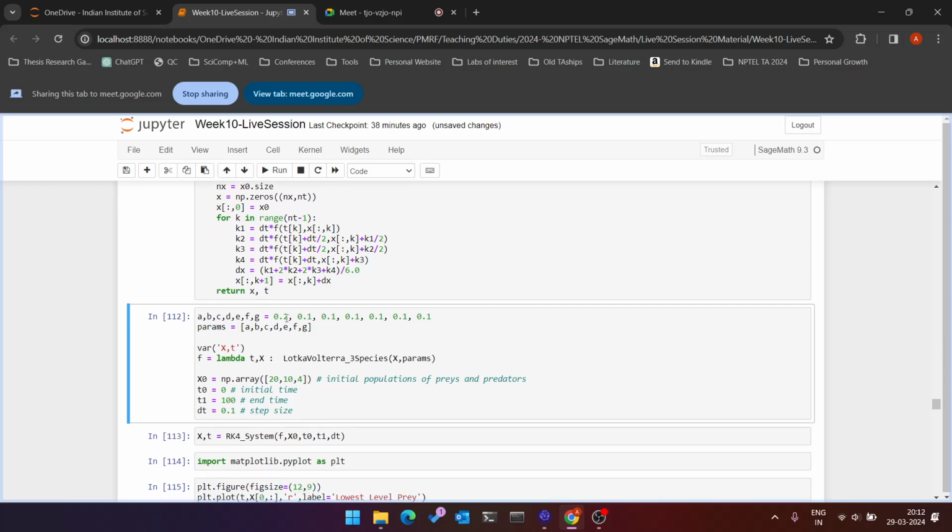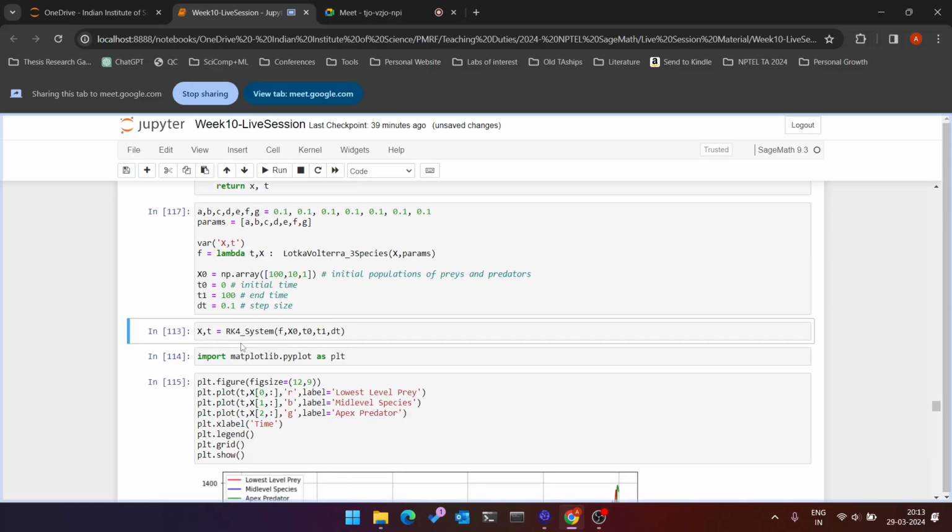Next, I'm defining my parameters. Everything is specified as 0.1, so 7 parameters. I'm defining my function f using the lambda function that we have already seen, I think, in the second class, wherein I assign f of x, t to be Lotka-Volterra 3 species of x comma params. My initial population of prey and predators is given here. Suppose I play with this even more, 100, and I have an initial time, end time, and a step size.